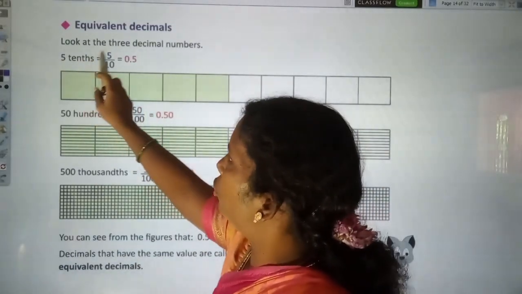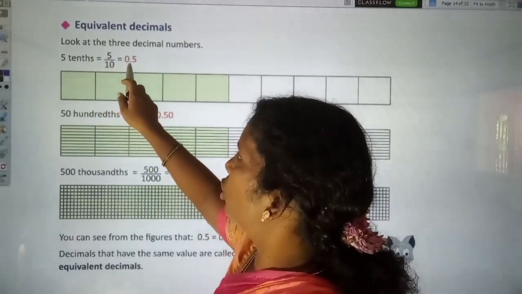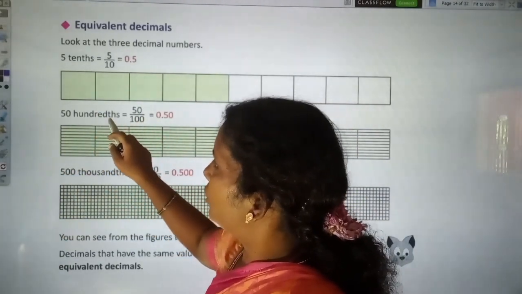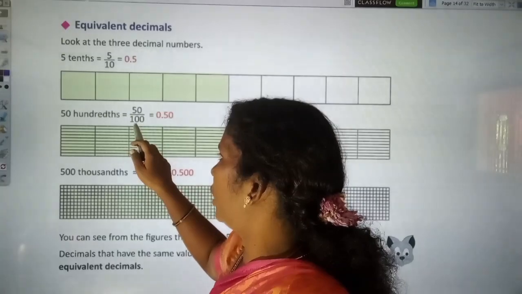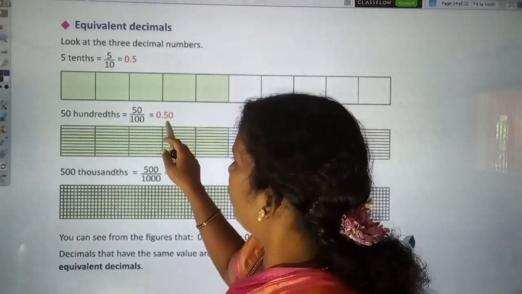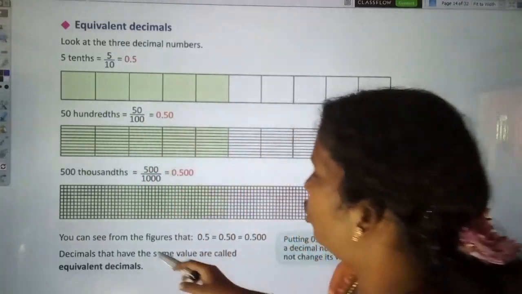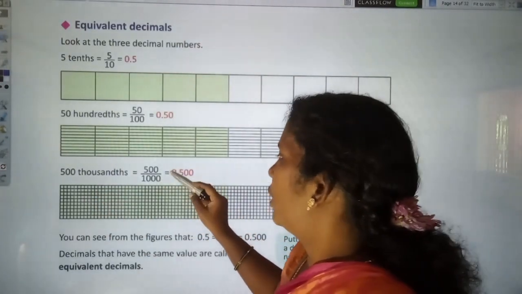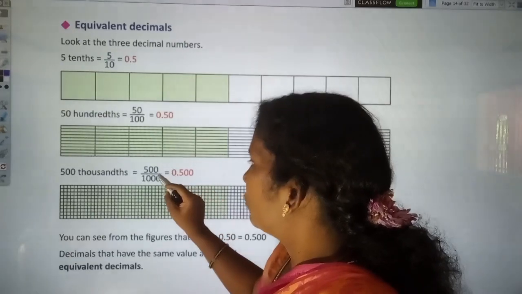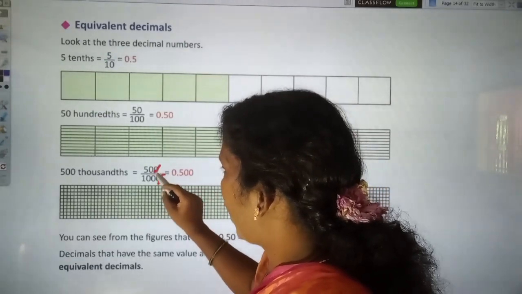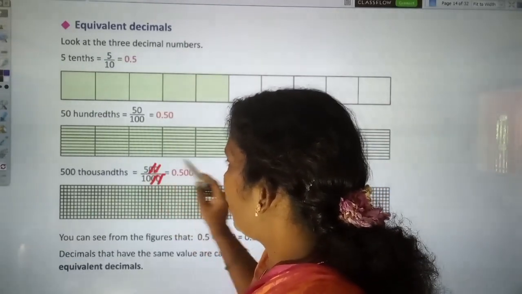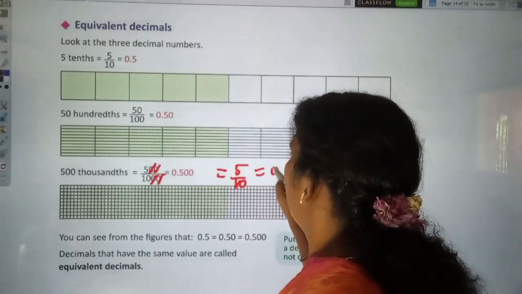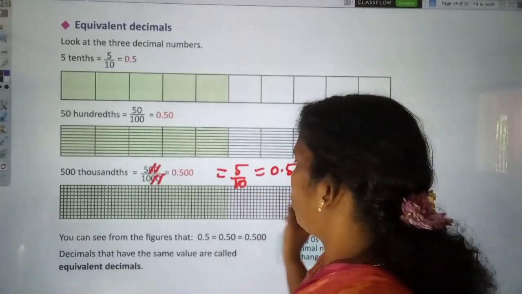Tenths means what we will do? 5 by 10, that is 0.5. 50 hundredths, 50 by 100. Hundredths means you have to put divided by 100. Therefore the same value 0.5 will come here also. 500 thousandths, that is 500 by 1000. The same 0.5. These zeros will get cancelled. Then we are getting the same 5 by 10 here. 5 by 10 means 0.5, 0.5.